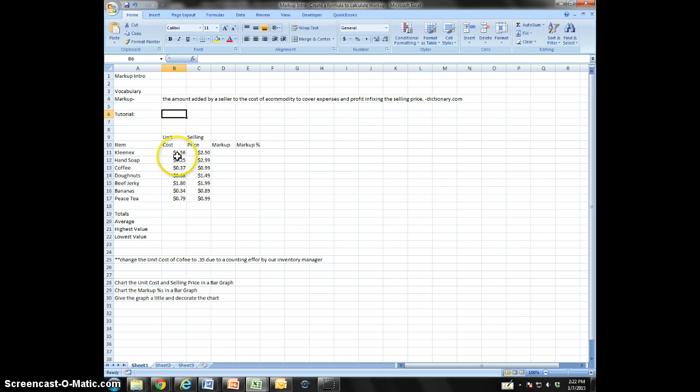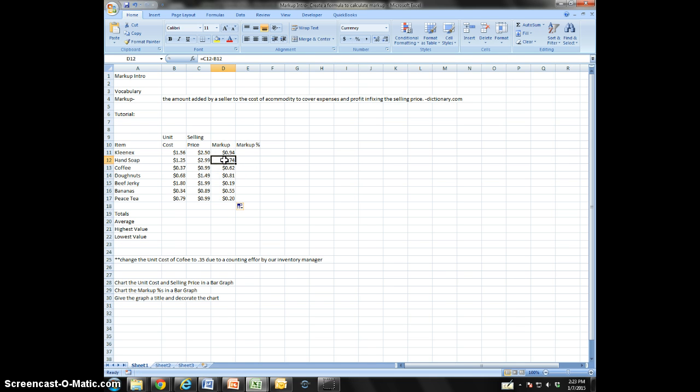And so we said it's how much you increase the price by in order to make a profit. So if you are buying it, the unit cost, for $1.56 and selling it for $2.50, we have to figure out the difference between these two. And we don't want it to be a negative, so we want to go with a formula, equal sign, and we'll take our selling price and subtract it from how much we paid for it. And so we get 94 cents, the difference between these two, and we can fill that down, which tells it to take the cell next to it, subtract it by the one to the left of that, fill it down.